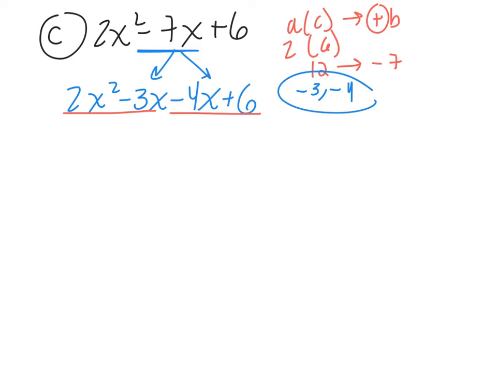GCF here is just x. So you have 2x minus 3 left over. Over here, the GCF is 2, and again, you have the choice of 2 or -2. And again, I'm going to go with a negative. And you have 2x minus 3 left over.